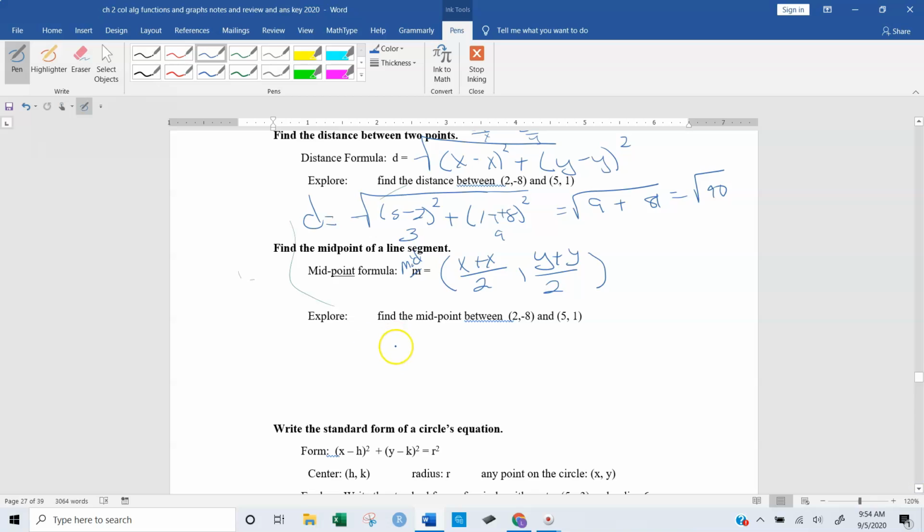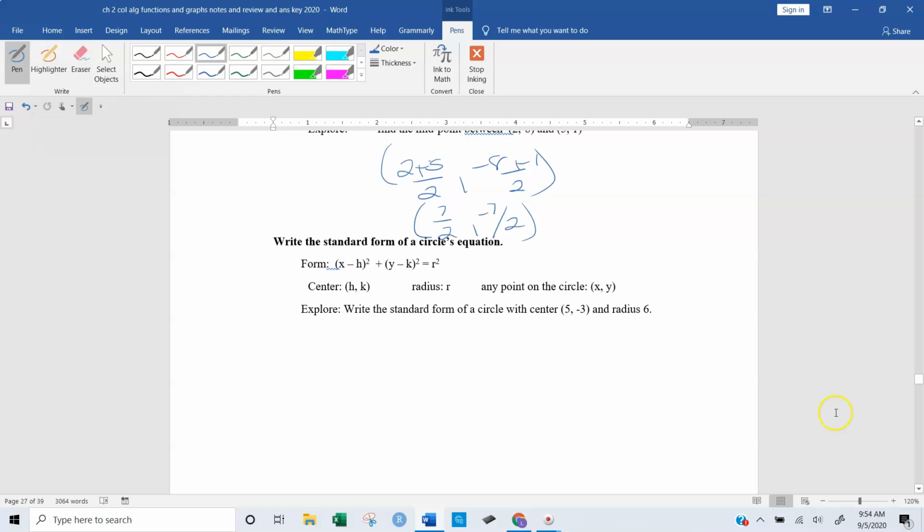So you should have said, hey, that's 2 plus 5 over 2 for my x, negative 8 plus 1 over 2 for my y. So this is 7 halves, negative 7 halves, or 3.5 and negative 3.5.